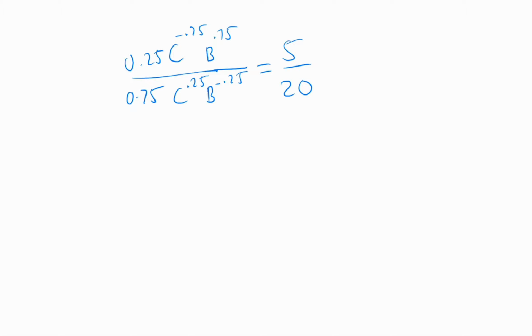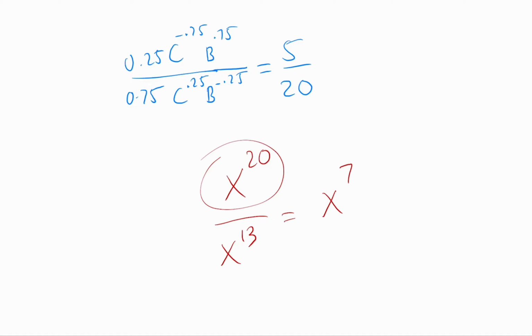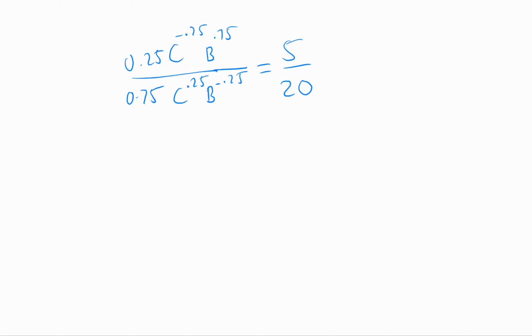There's a c on the top and the bottom. Now, just to recap some math, if you have x to the 20 over x to the 13, the way you do this is you subtract 20 minus 13 and say that's x to the 7th. It's like there's 20 x's multiplied here, 13 on the bottom, so you just subtract to get x to the 7th. So similarly here, you could think of this as c to the negative 0.75 minus another 0.25, which is just c to the negative 1 on top.